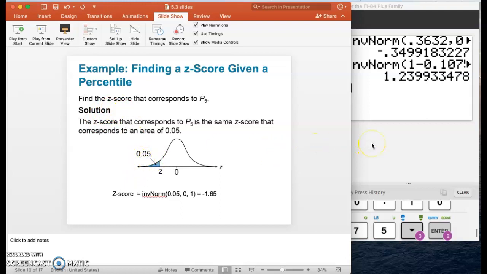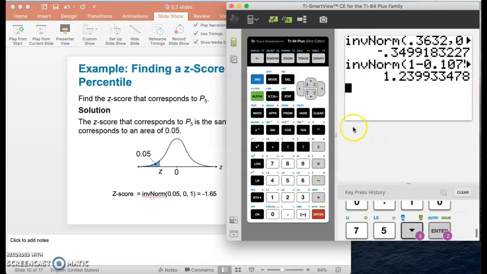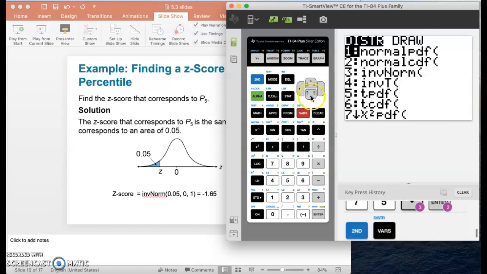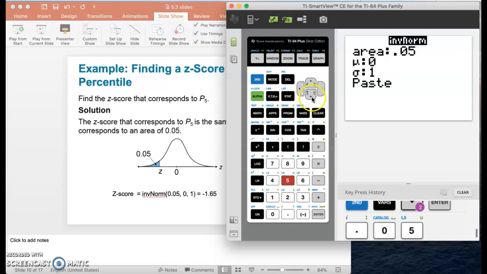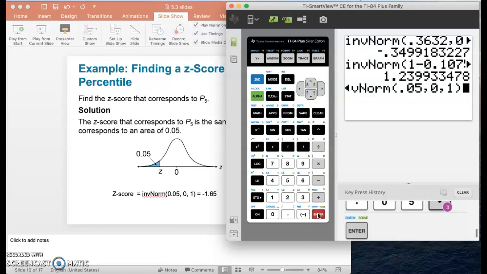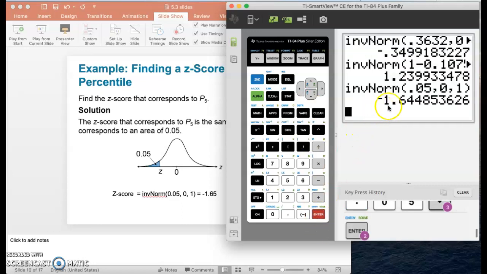Again, we're going to use our TI-84 calculator in order to solve the problem. I'm going to go to second and then vars, arrow down to INV norm, select enter. This time the area is 0.05. The mean is still 0. The standard deviation is 1. I'm going to arrow down to paste and select enter, and then enter again. And you can see our solution. The z-score is approximately negative 1.64.